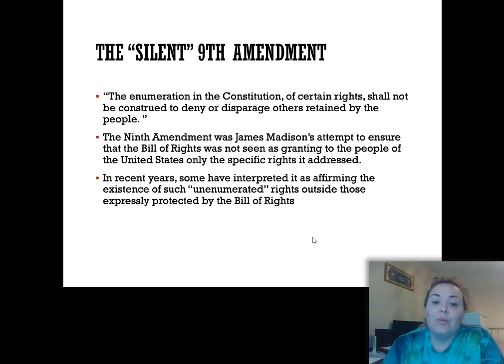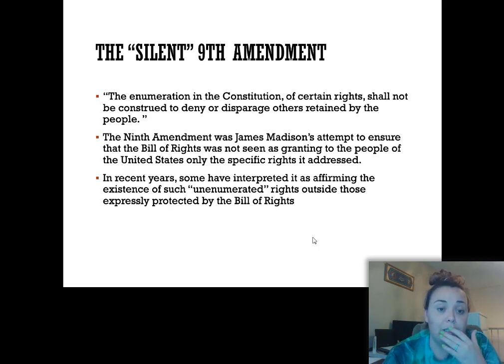The enumeration in the Constitution of certain rights shall not be construed to deny or disparage others retained by the people. If, through the course of human events, another right shows up, perhaps the right to privacy, the right to say something online, that can be included. They added the Ninth Amendment specifically so that nobody would think that the 10 rights listed in the Bill of Rights, these 10 amendments, are the only rights that we have. If there are more rights that present themselves throughout time, those belong to the people.